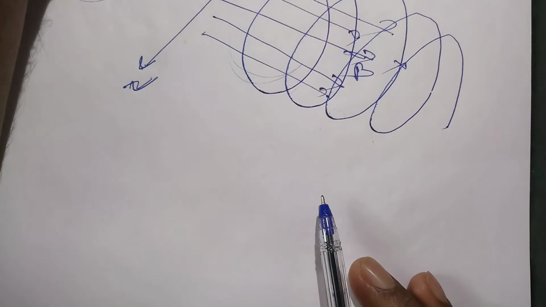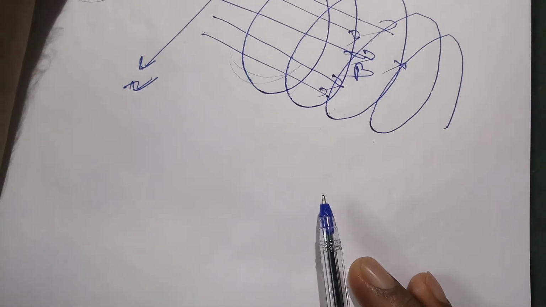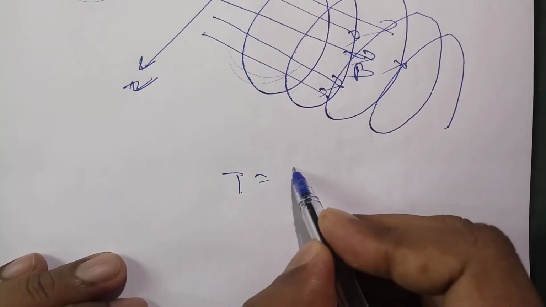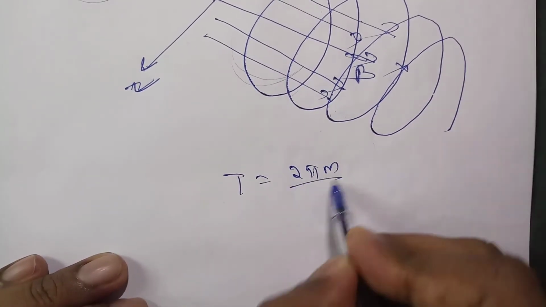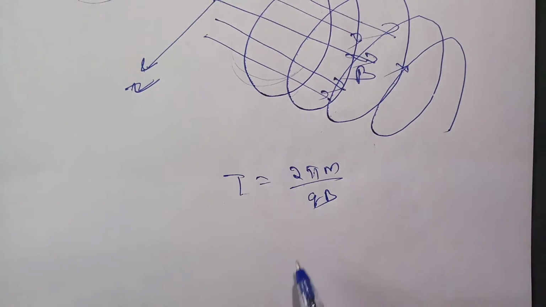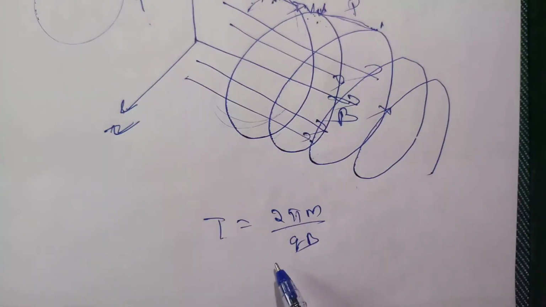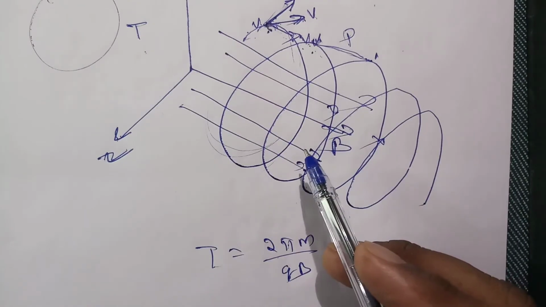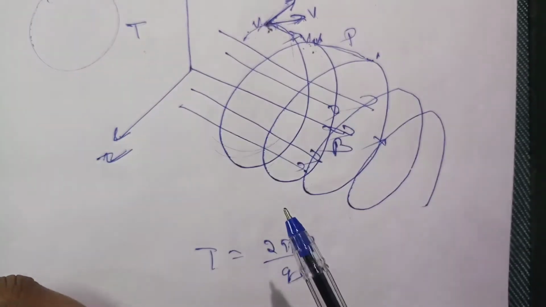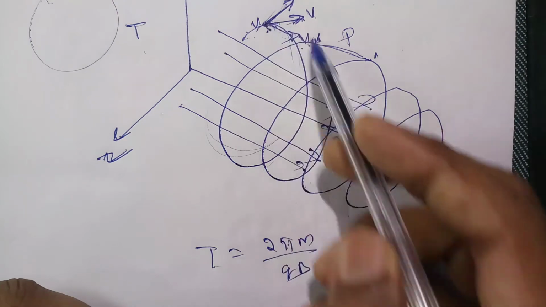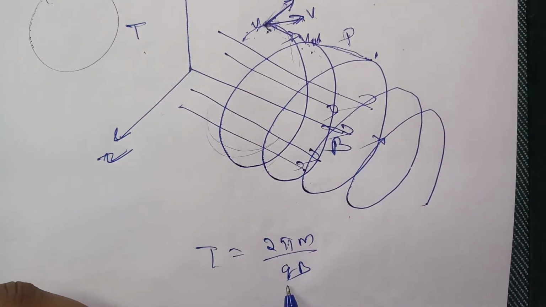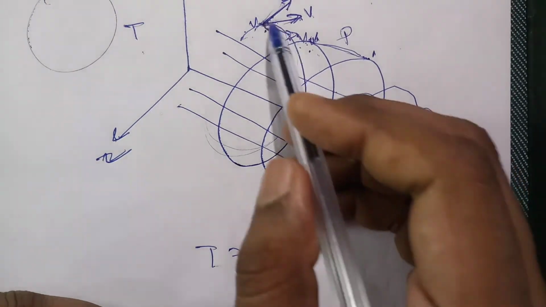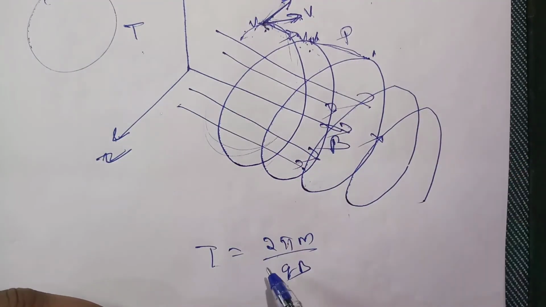So it is very simple, because you know the time period is given by T is equal to 2 pi m divided by qB. This is the time period we already discussed. Now in this time, how much it will move toward this side, that only you have to check. For one revolution, the time required is this much. By that time, how much will it move toward this side? Just the time into velocity will give you the displacement in this direction.